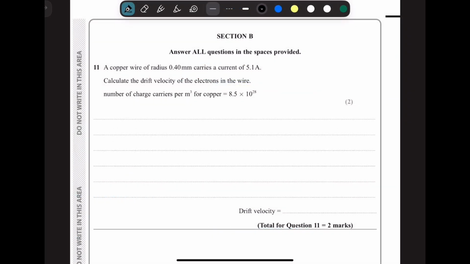In question 11, we have to find the drift velocity of the electrons in the wire. The radius of the copper wire is 0.40 millimeter, current is 5.1 ampere, and charge carrier density is 8.5 into 10 to the power 28. So you simply have to use the formula I equals nAQv, where A is the cross-sectional area of the copper wire, that is pi r squared, as the cross-sectional area of a wire is that of a circle.